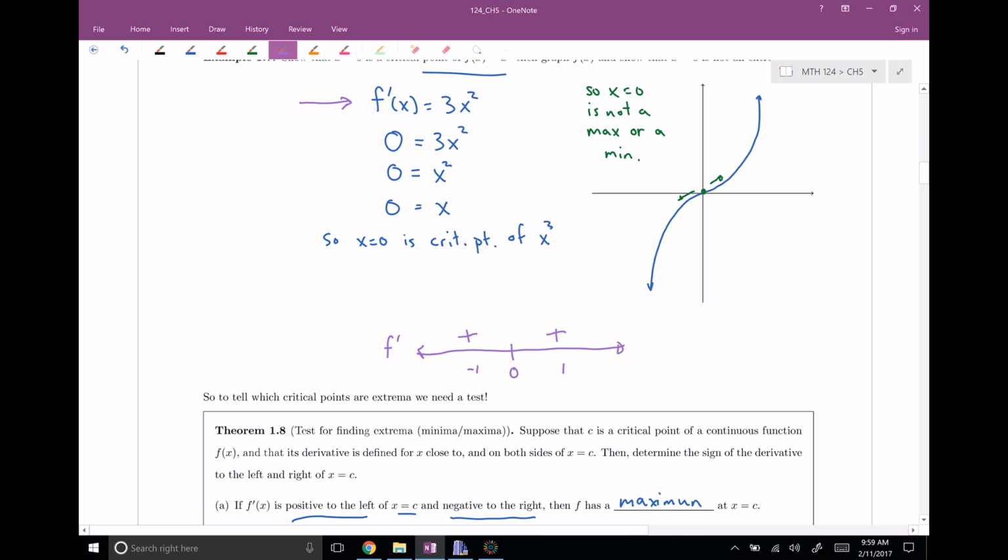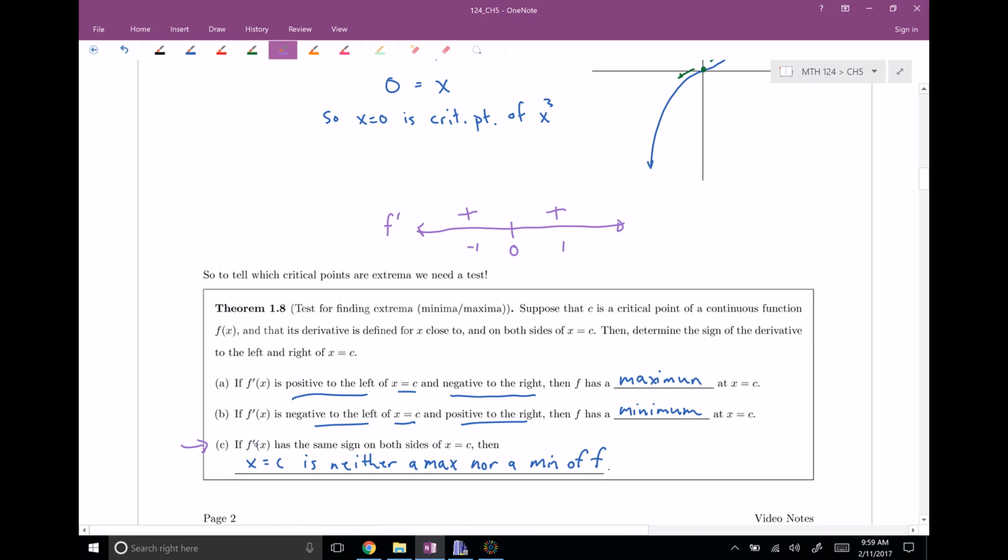So in this case, you can see the derivative has the same sign on both sides of x equals c. And therefore, we could tell by this test right here that we're actually going to have neither a minimum nor a maximum.